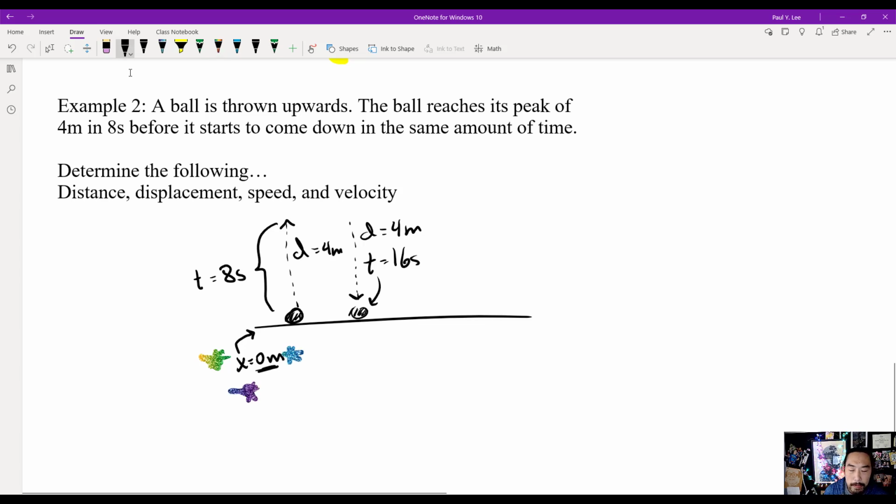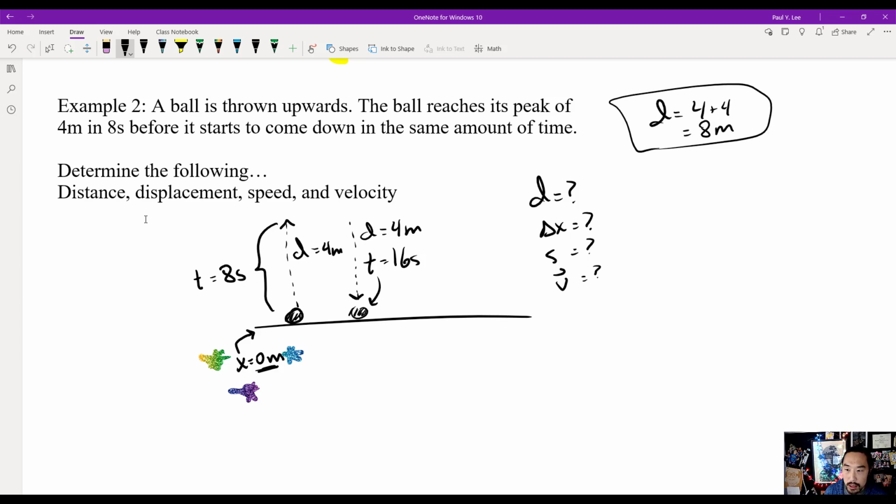All right, now let's write down the thing that we're looking for, right? Distance, displacement, speed, and velocity. Always a good habit to keep in mind what we're solving for, and let's solve for these individually. Let's do distance first. Distance is just the total distance going up and down. So it went up 4 and it went down 4 for a total of 8 meters.